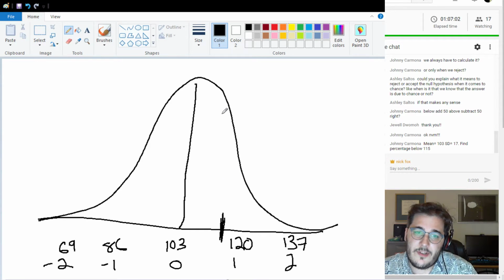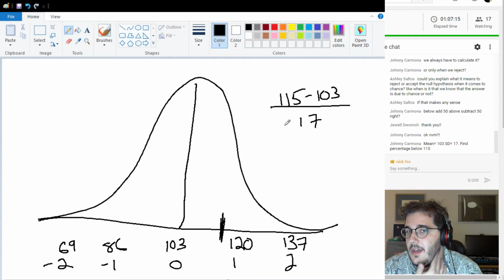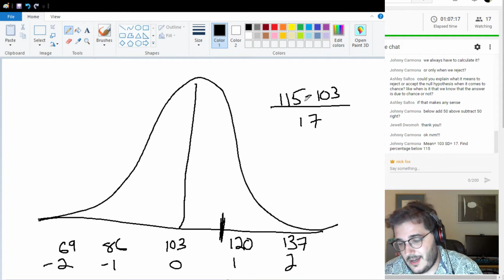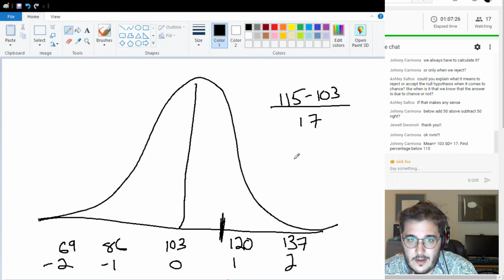So first you have to do is convert 115 into a z value. So you do 115 minus 103 and divide it by 17, the standard deviation. 115 minus 103, which is 12, divided by 17, is 0.71 if we round it.